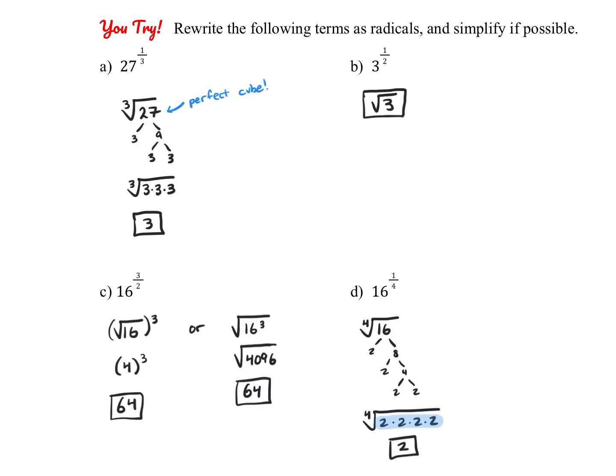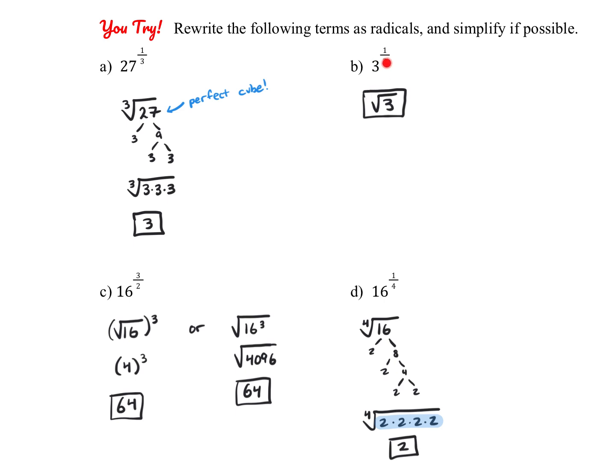All right, go ahead and check your work here. So for part A, the rewrite will be the cube root of 27 to the power of 1, so it just stays 27. And it turns out that 27 is a perfect cube. The cube root of 27 is just 3. This is definitely a good number to know and recognize. You'll see it a lot. So when you see 27, you should think it's a perfect cube.